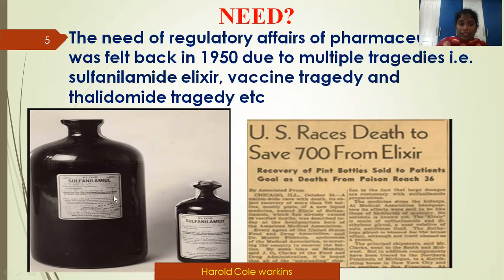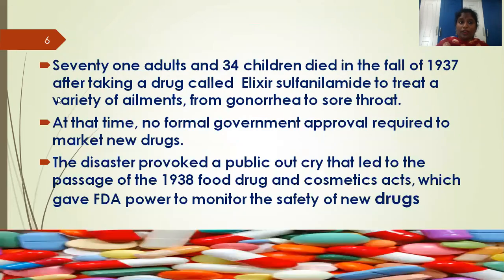When it reached the market, 71 adults and 34 children died in the fall of 1937 after taking this elixir of the sulfonamide. Sulfonamide is actually an antibacterial agent used to treat a variety of ailments, from gonorrhea to sore throat. At the time there were no government regulations or guidelines. They just compounded it and released it to the market. So many deaths happened.